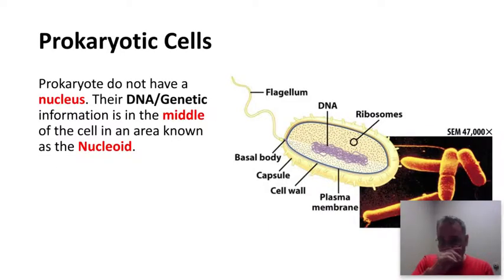Now, prokaryotic cells do not have a nucleus. All the DNA is going to be mixed in with all the different organelles or small parts inside the cell. The DNA, the genetic information, is in the middle of the cell and is known as the nucleoid.